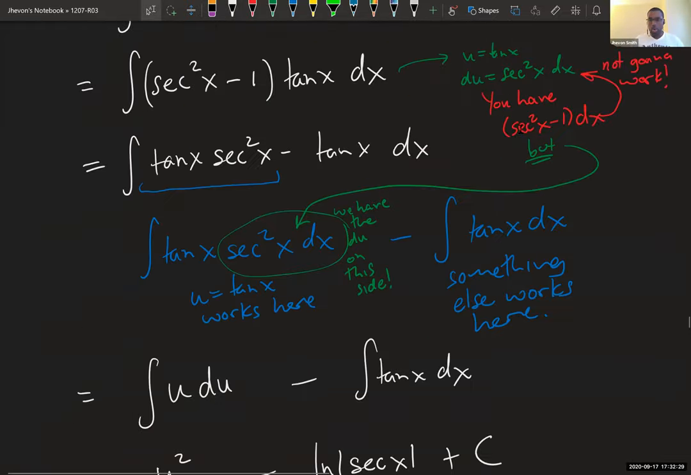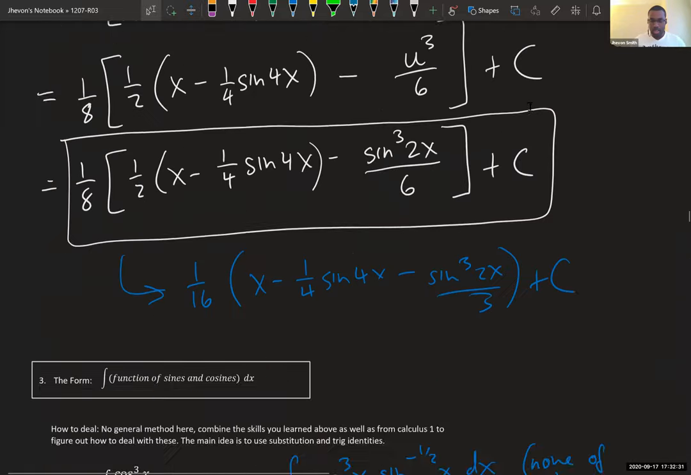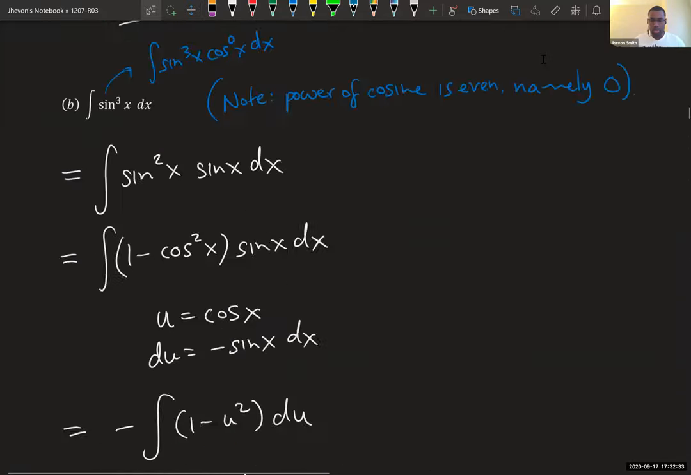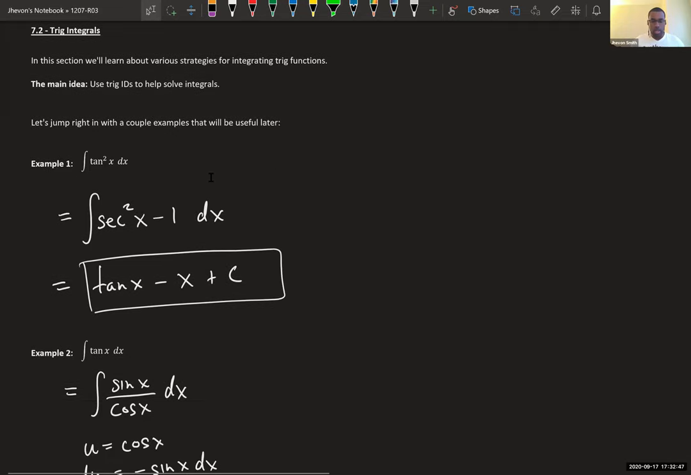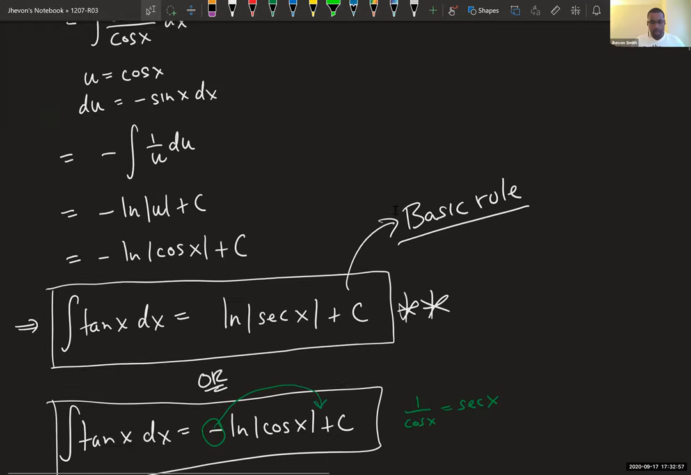All right, quick recap. In this section, we were looking at trig integrals. We're learning how to compute antiderivatives of functions involving trig functions or purely trig functions. Basic premise: use trig identities to help us out. We see an integral with some trig functions in there, and we use some trig identity, which might be very convenient at the time, to figure out what the integral is. So in this first example, tangent squared, right, secant squared minus one, and we're cool.